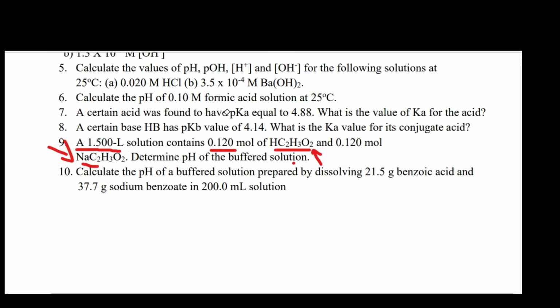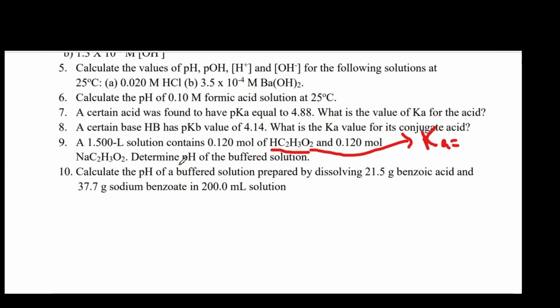So in a buffered solution, you're simply trying to resist change in pH. We have moles of the acid and moles of the base, so we have to convert these moles into molarity, simply concentration. After we convert them into molarity, we have to know the Ka value of that weak acid, which is acetic acid. Remember I said for a weak acid, you always have to know the Ka value, which I'll show you soon.